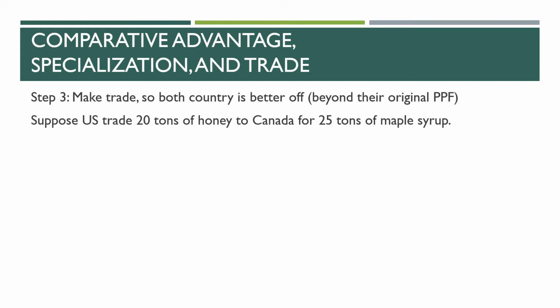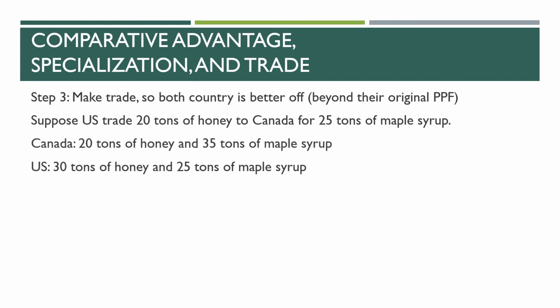Here's a trade scenario. We suggest the US trade 20 tons of honey to Canada. In return, Canada will trade 25 tons of maple syrup back to the United States. After this trade, the final result suggests Canada will have a total of 20 tons of honey and 35 tons of maple syrup left over, and the United States will have 30 tons of honey left over with 25 tons of maple syrup from Canada.